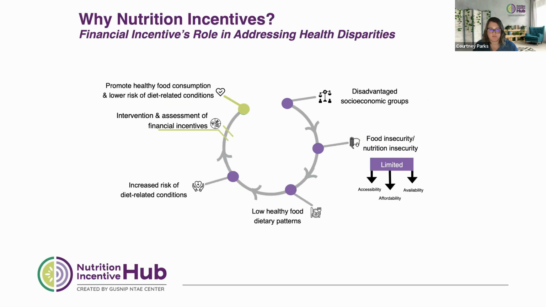So financial incentives, including both nutrition incentive and produce prescriptions, broadly provide incentives for low-income populations to purchase more fruits and vegetables. And on this graphic, you can see exactly where financial incentives are intended to play a role in addressing health disparities by supporting these purchases of fruits and vegetables among socially economically disadvantaged groups that participated in SNAP and also experience food insecurity. And overall, just promote healthy food consumption and lower risk for diet-related conditions. Next slide.